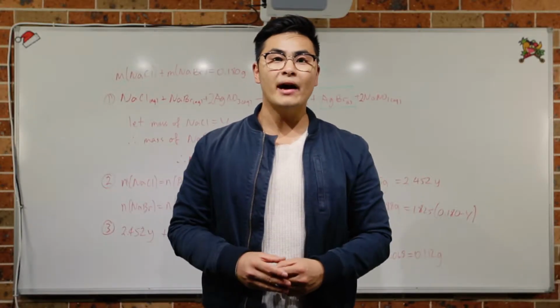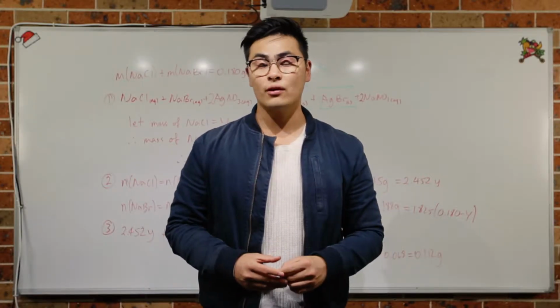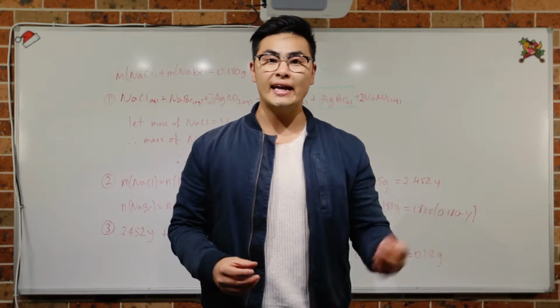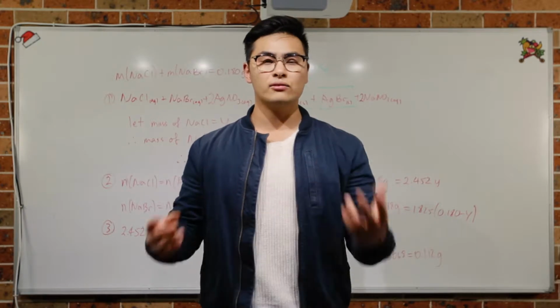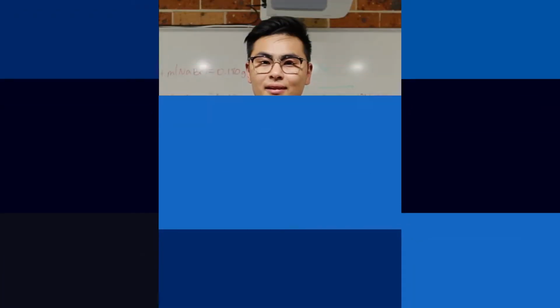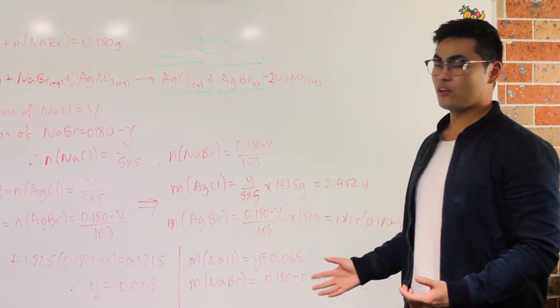So if you found the mass of NaCl to be 0.068 grams and the mass of NaBr to be 0.112 grams, then you got it correct. So now let's look at how we got to the answer. So here is the working out to answering the entire question.